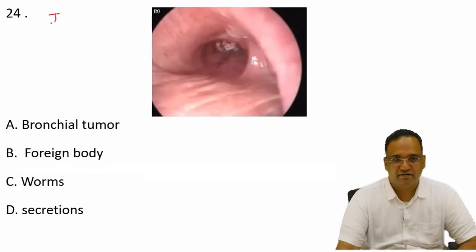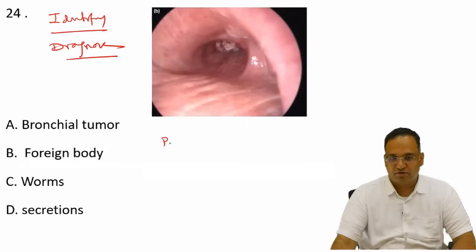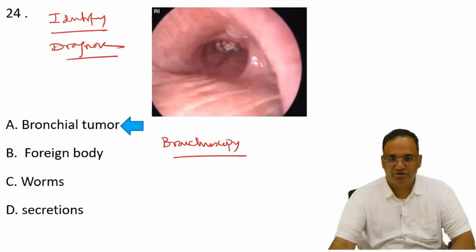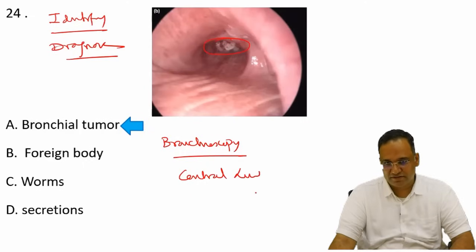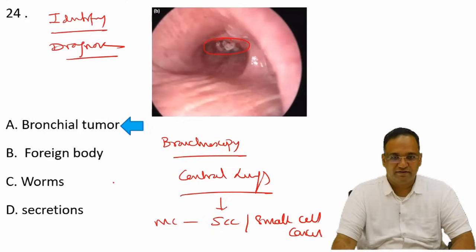Now, identify and diagnose. So, this is a case of a bronchoscopy. In the bronchoscopy, what do you see? This is a tumor and this is located centrally in the lung, because it is in the bronchus. Most commonly, it is either squamous cell cancer or small cell lung cancer. So, for centrally located cancer, it is bronchoscopy and biopsy.